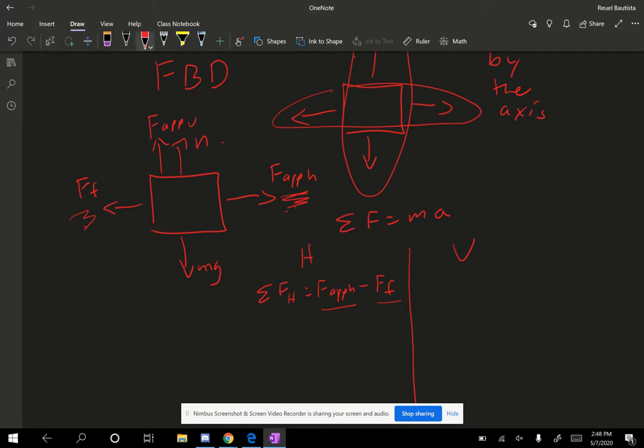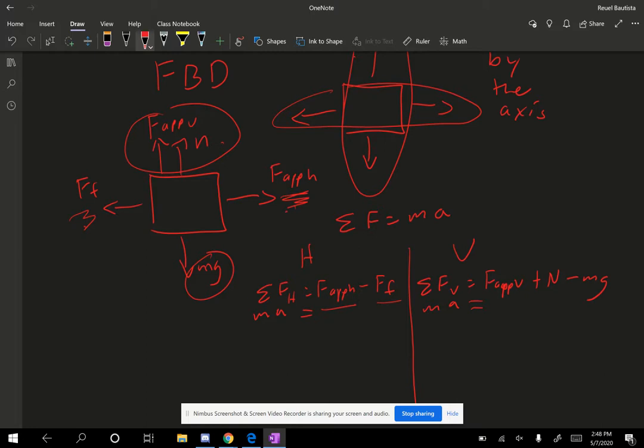And again, these forces are in the opposite direction as the force of gravity. So if we're going to sum the forces vertically, we're going to make up positive and down negative. So force applied vertically plus normal force minus gravity. Okay, so that's going to be our sum of the forces here, and again, this is equal to ma.